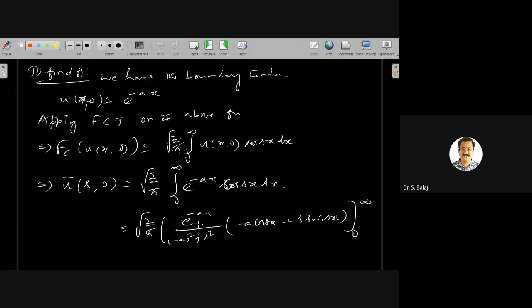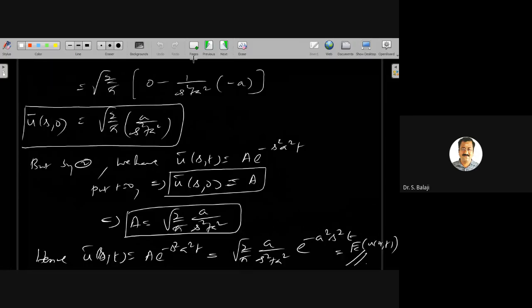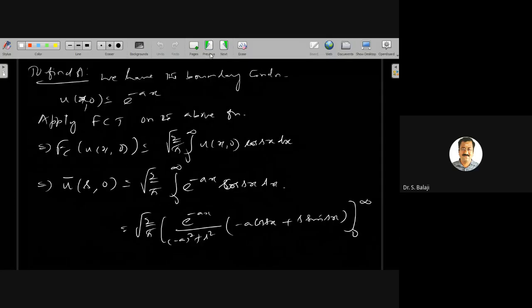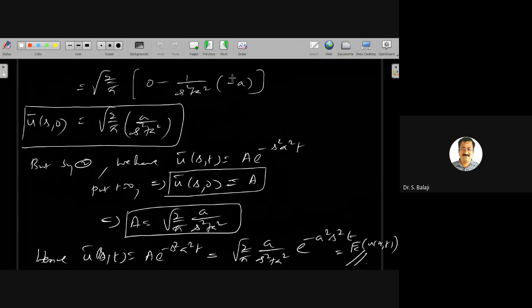So e power minus infinity is 0, and then it will be e power 0 is 1, by s square plus a square, cos 0 is 1, sin 0 is 0. Substituting, cos 0 is 1 and minus a, you get minus a, and sin 0 is 0. So u bar s comma 0 equals root of 2 pi by a by s square plus a square.